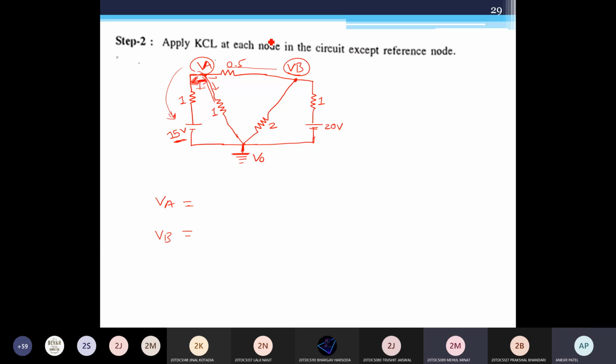Sir, VA is 9.25 volt and VB is 11 volt. Yes, sir. VA is 9.2 and VB is equal to 11. 11 volt. Okay, I'm just checking the answer.